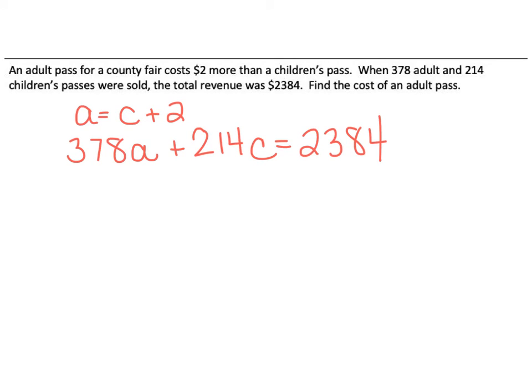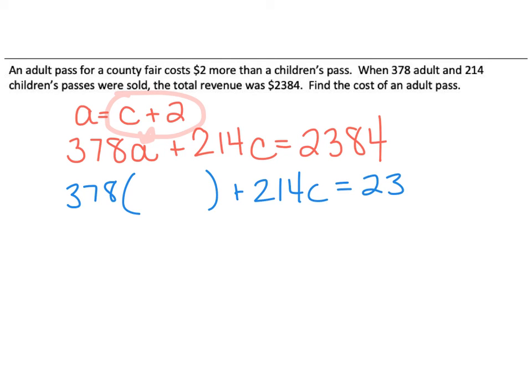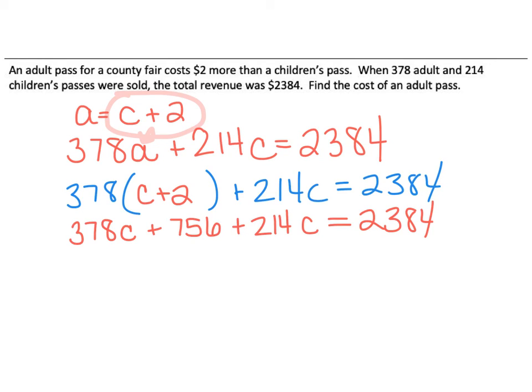So what would your go-to method be? Substitution or elimination, or of course graphing. But since we're talking algebraic, I'm going to go with substitution. And why am I doing that? Well, A is isolated, so I can plug in A into the opposite equation, or take out A and put in C plus 2. So that's going to give me 378, open up a set of parentheses, plus 214C equals 2384. And I am going to write the C plus 2 in its place. So go ahead and distribute and combine like terms, which gives me what you see here.